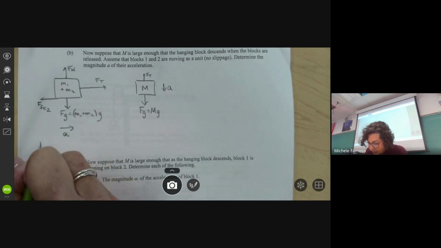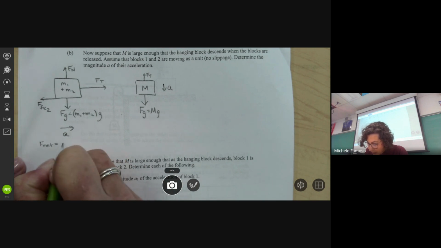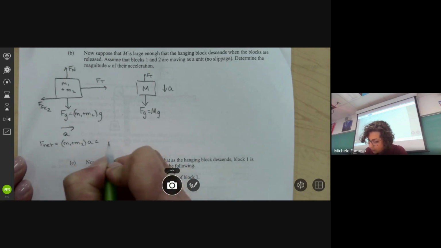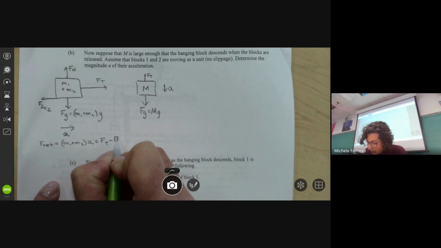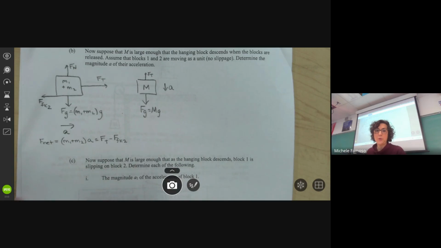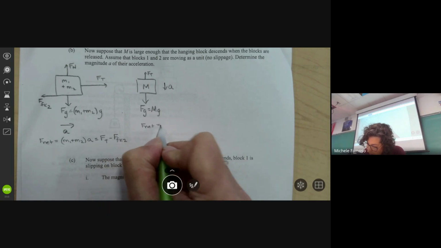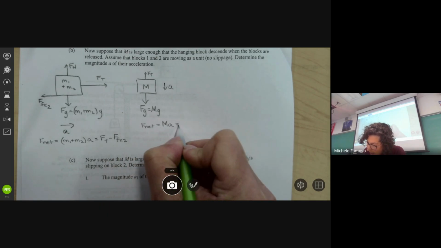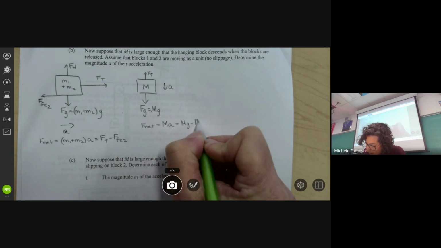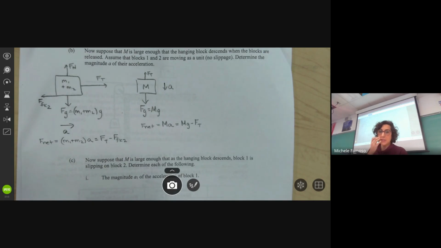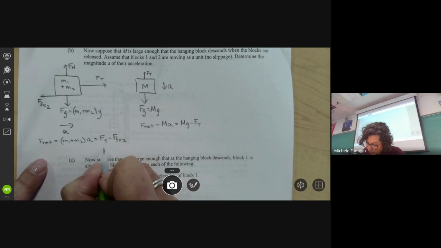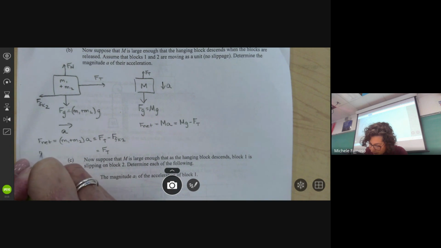On this diagram, the net force that's acting would be M1 plus M2 times A, and that would be found by doing the tension minus the force of kinetic friction with the table. On this block, I would have that the net force is MA, and that would be mg minus the tension. The tensions are the same, so let me set my two tension equations equal to each other. It means this tension is M1 plus M2 times A.